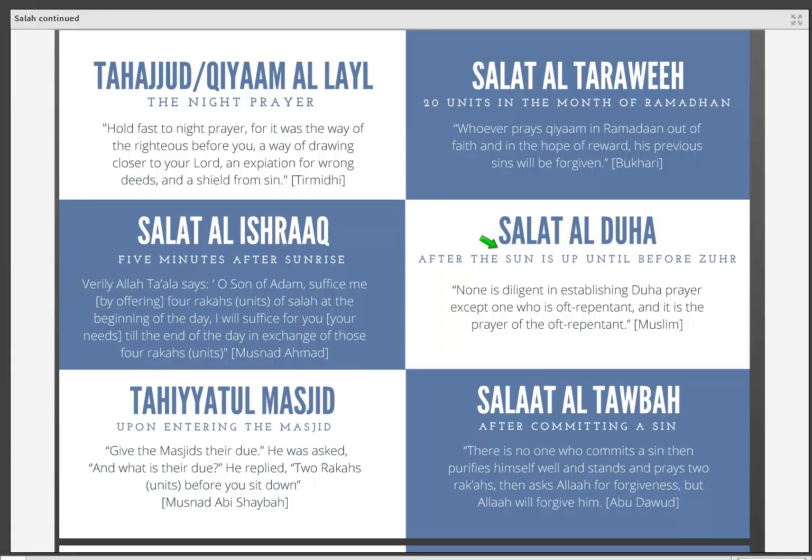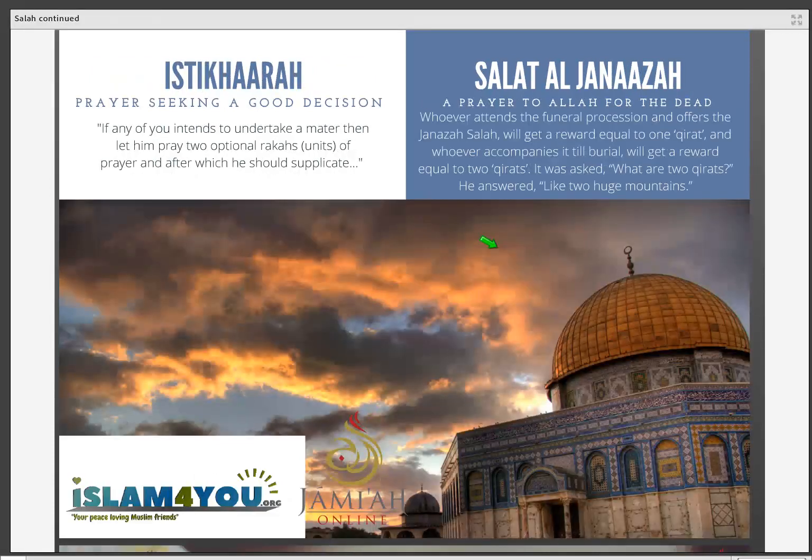Salatul Ishraq is the early morning prayer, just after the sun rises. Thereafter, a few hours later, once the sun has risen, we perform the Salatul Duha. Then, once a person enters the masjid, we perform 2 units, which is Tahiyyatul Masjid. Then the Salatul Tawbah. If a person commits a sin, we perform 2 rak'ats of prayer, seeking forgiveness from Almighty Allah. And this is something that we should make part of our life.